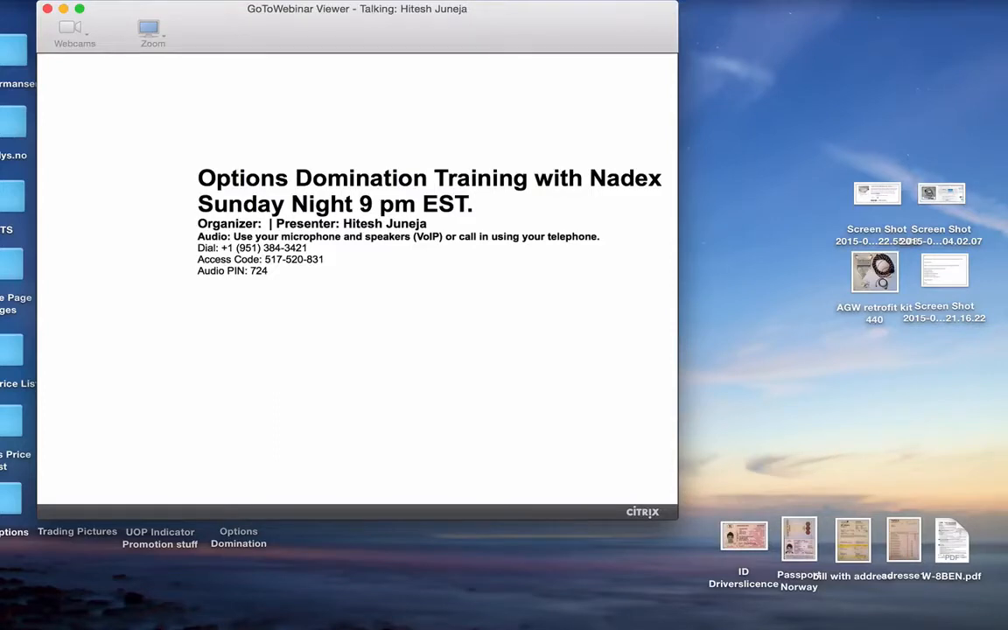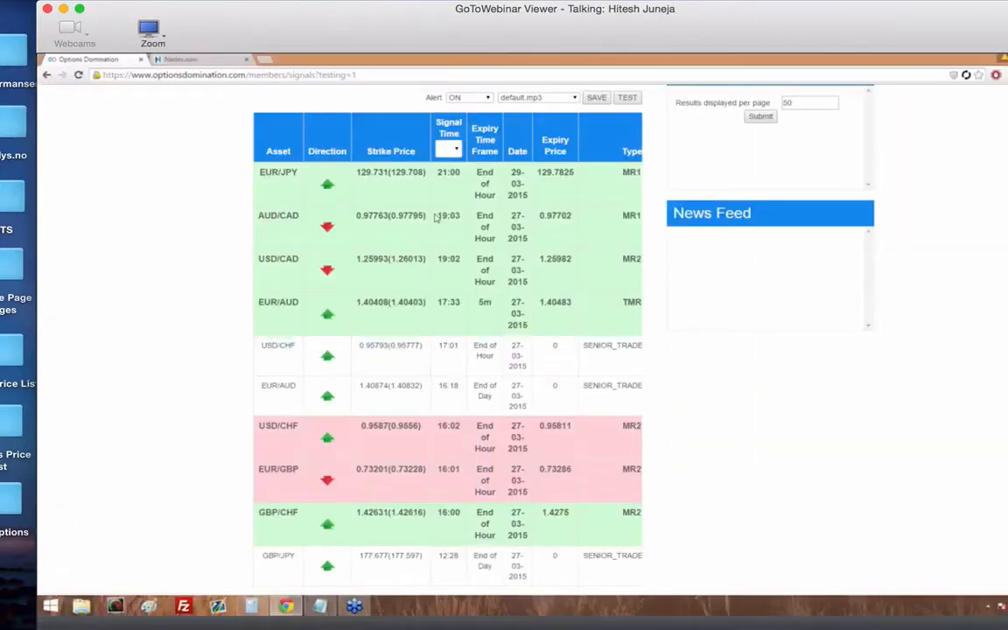I'm logged into the options domination signals table. I'm looking at a signals table right now. You can see right here is a new box. It's called the news feed box. I've actually removed all the news from here. I wasn't planning on showing this earlier today, but I think it's very pertinent. You'll see news feed coming in over here on different currency pairs, and it'll tell you what the potential impact of that's going to be.